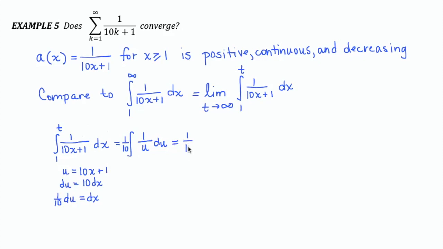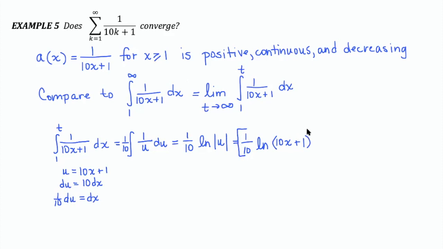So I keep my constant. 1 over u is the natural log of the absolute value of u. The last thing I do there is now substitute u back so that I get an answer in terms of x, namely u is 10x plus 1. And I am going to be able to drop these absolute value bars because since we're considering x being greater than or equal to 1, this will never take on a negative value. So I can simply write my antiderivative as this.